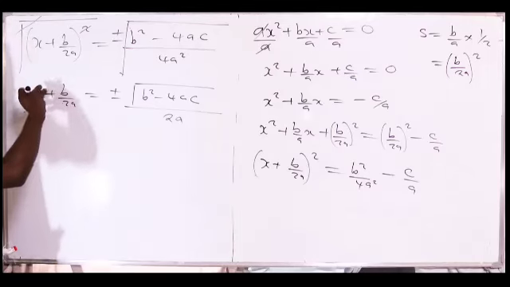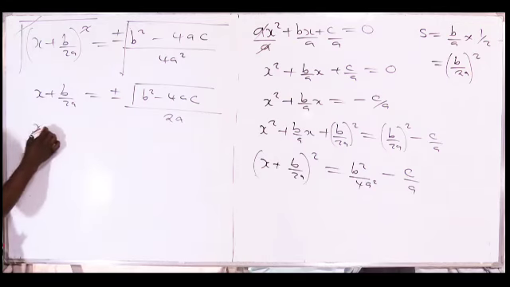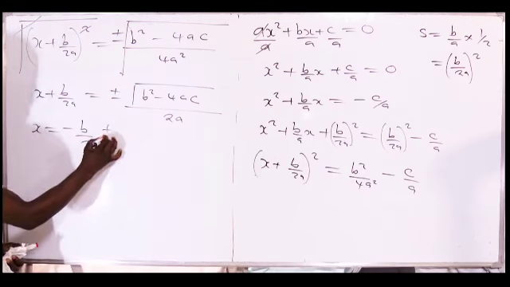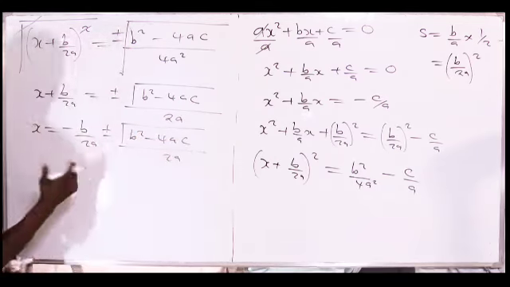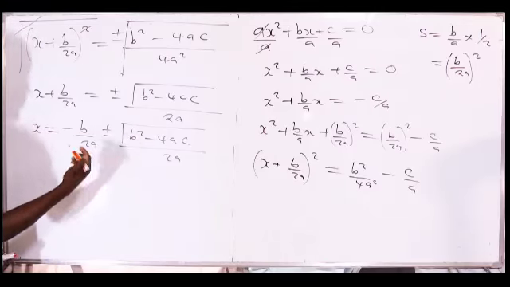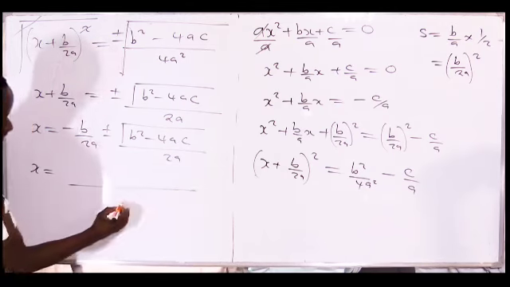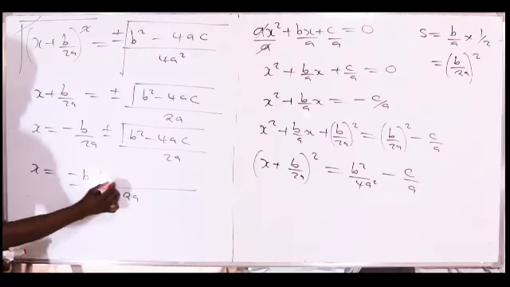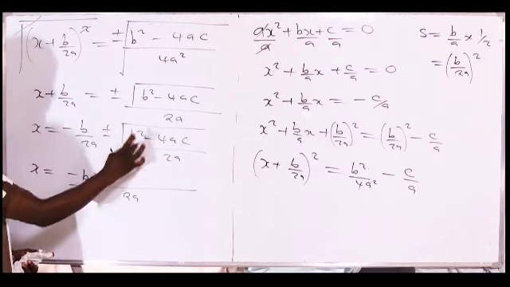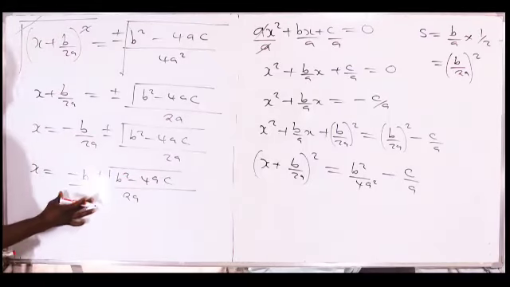Now remember, we want to find the values of x. So we take this b over 2a to the other side. So x is equal to, now this is positive, when it crosses the equal sign it becomes minus b over 2a plus or minus the root of b squared minus 4ac divided by 2a. Now also look at this. This is a fraction and also this is a fraction. So we can find the common denominator between 2a and 2a, which is 2a. So x is equal to 1 multiplied by negative b is negative b, plus or minus 1 multiplied by the root of b squared minus 4ac, which is simply the root of b squared minus 4ac. This is what we have.